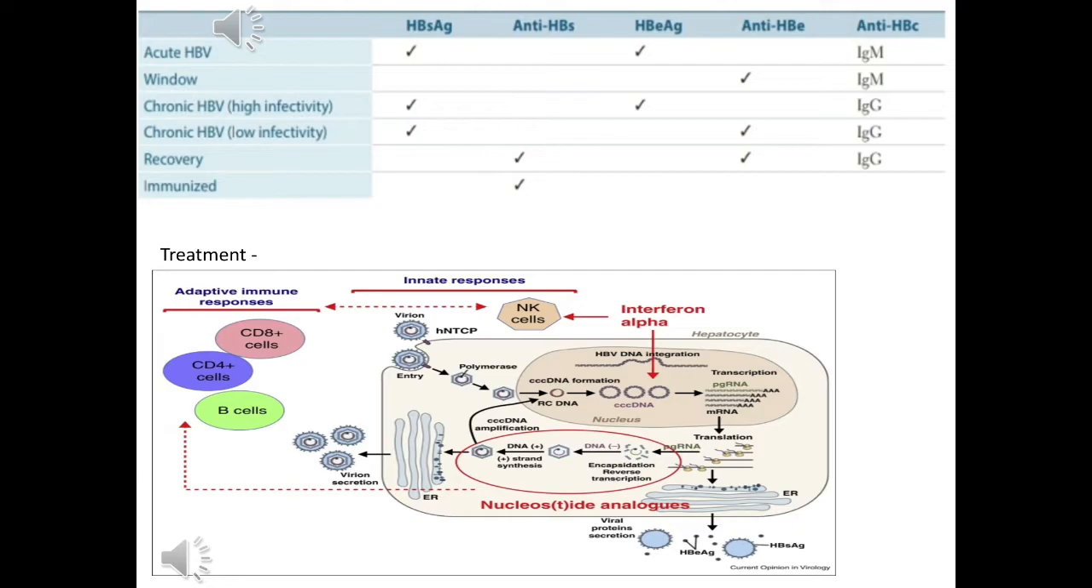Chronic hepatitis B virus with low infectivity would have HBsAg positive and anti-HBe positive with IgG anti-HBc. In recovery period, anti-HBs would be positive, anti-HBe would be positive with IgG anti-HBc. If immunized, would have anti-HBs positive.